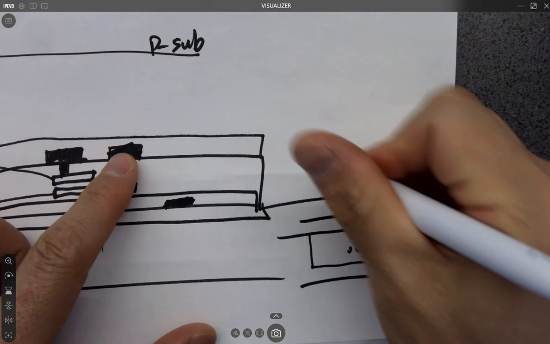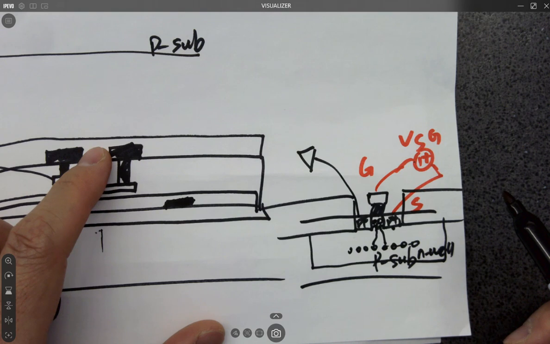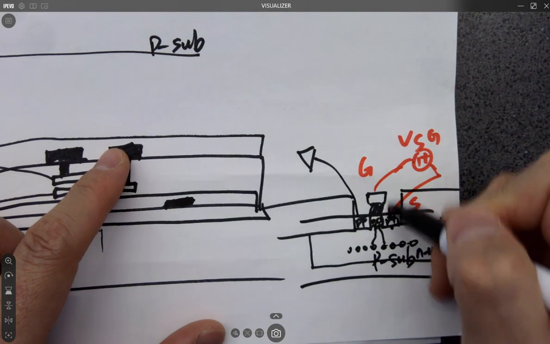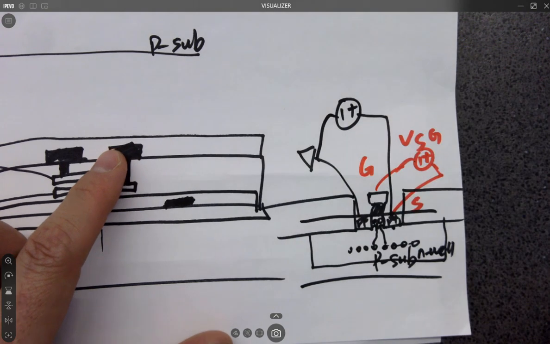So if you ground this guy, and here you provide another power voltage source.